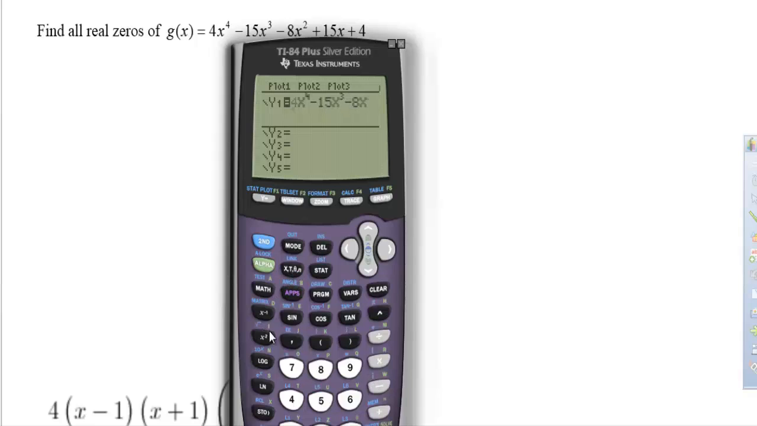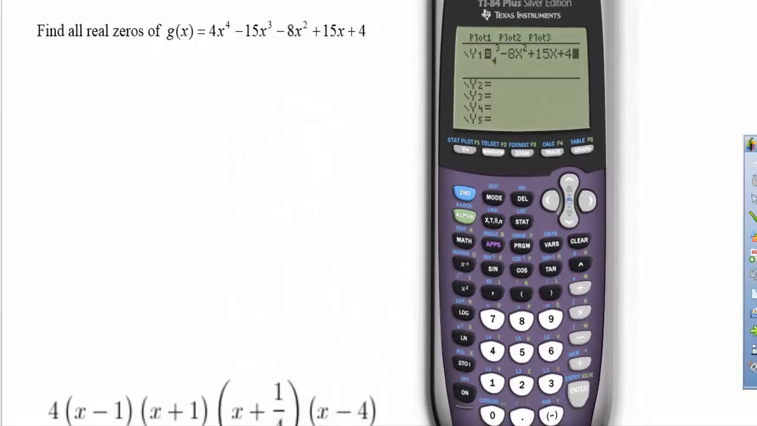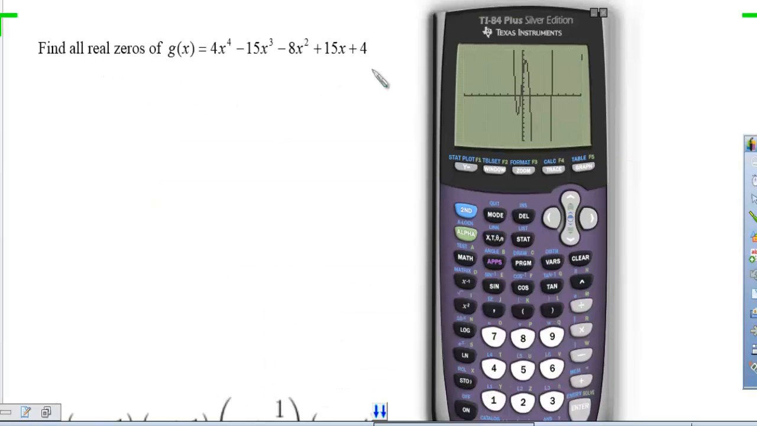Minus 8x squared plus 15x plus 4. And we'll go ahead and again identify. Let's take a look at how this looks on a graph. And I see that, again, there are 1, 2, 3, 4. There are 4 actual real zeros here. So there's no complex. And again, we'll identify this is P, this is Q.